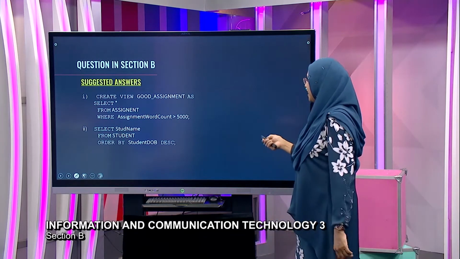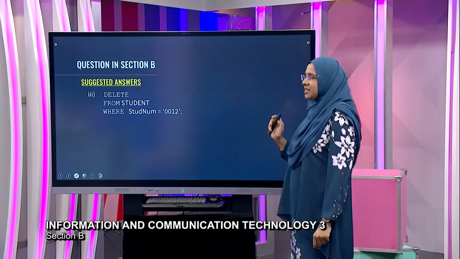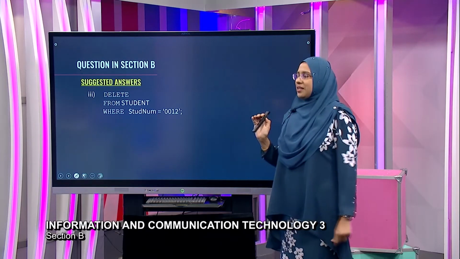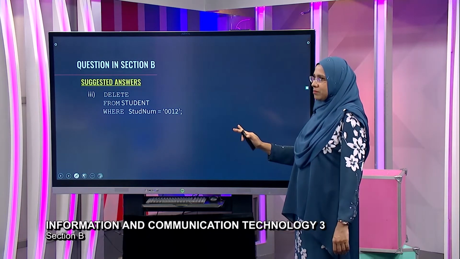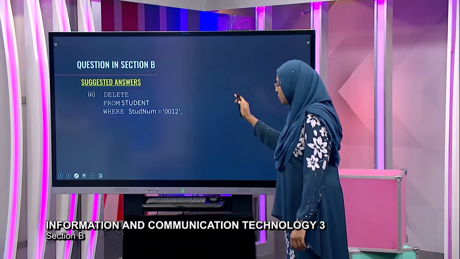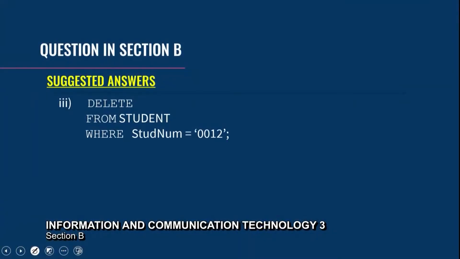Okay, next. This is easy. To delete, just delete from the table student where the student number is 0012. All right, and with a semicolon. That's all.